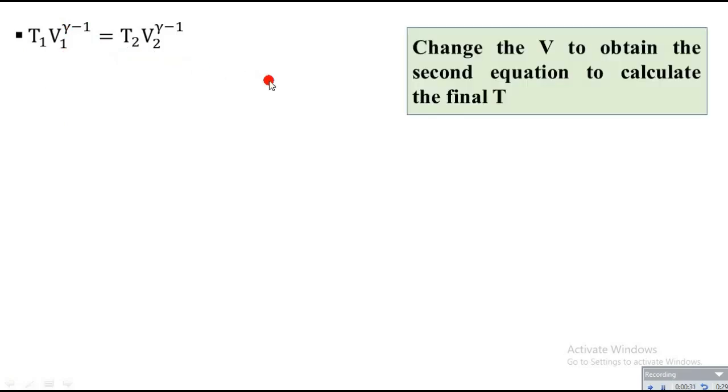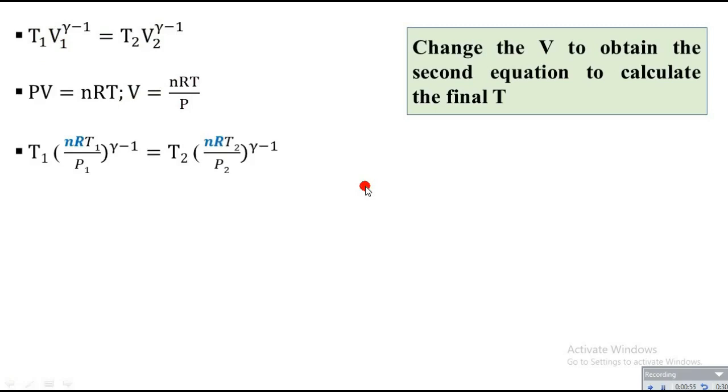Then from this equation we can change the volume to obtain the second equation to calculate the final temperature. That's the first formula to calculate the final temperature, but we can change the volume. PV is equal to nRT, so the volume is equal to nRT over P. Then we can change this volume, and we change also this volume, to get the second formula to calculate the final temperature.